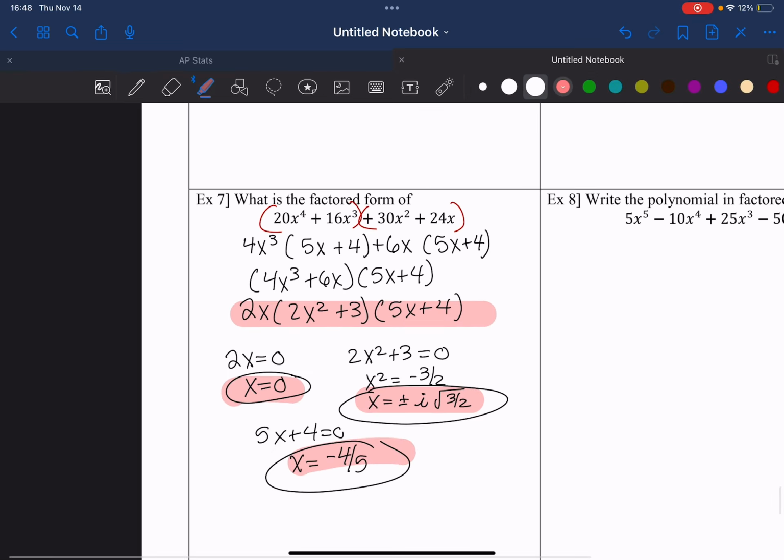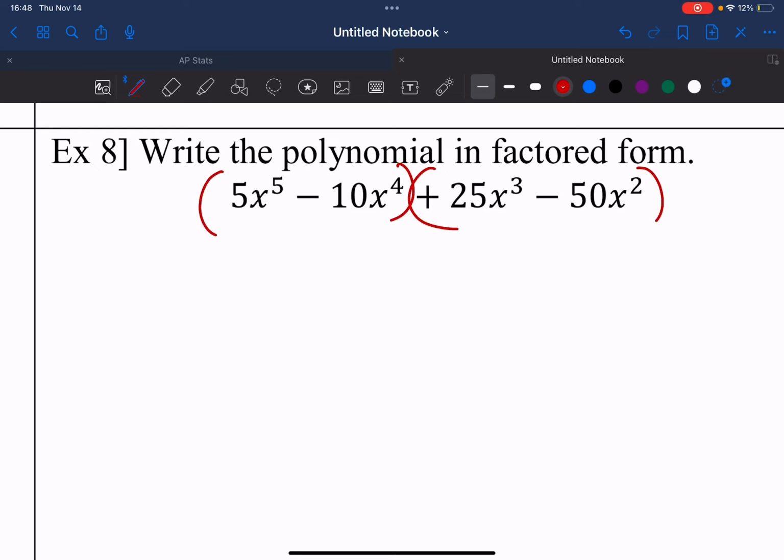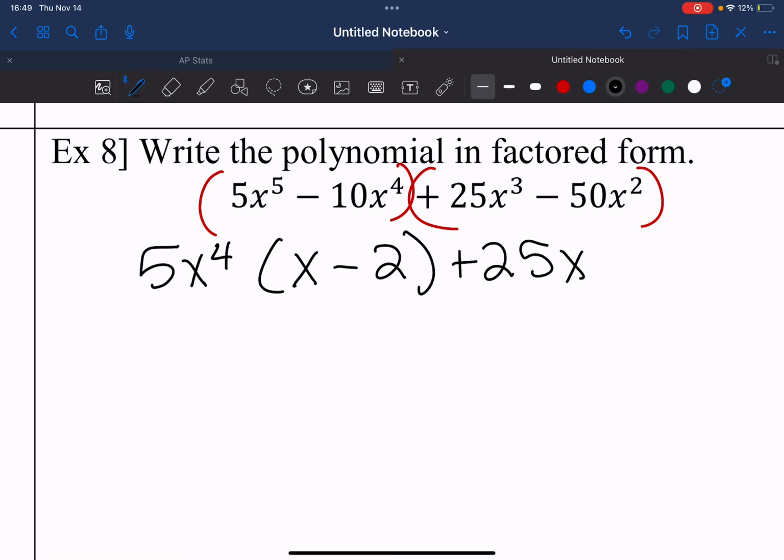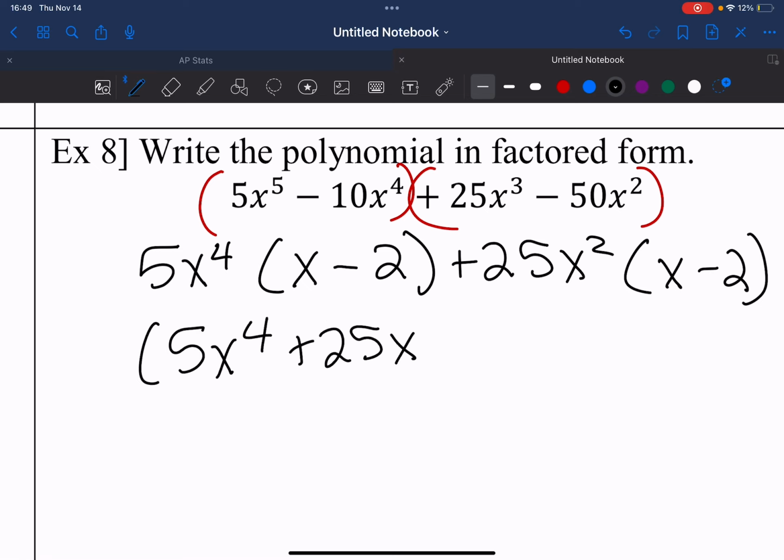Last one, number 8. Okay, again, we have 4 terms, so we're going to do factor by grouping. So for this one, I can take out a 5x to the 4th, and I'm left with x minus 2. And this one, I can take out a 25x squared, and I'm left with x minus 2. So then I have 5x to the 4th plus 25x squared times x minus 2.